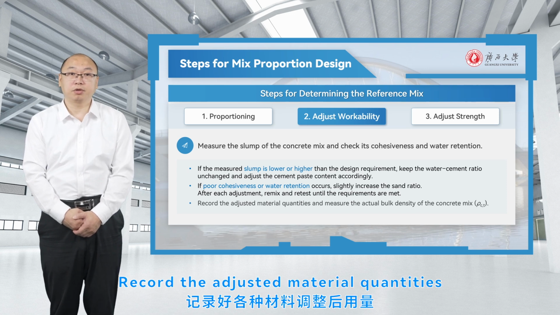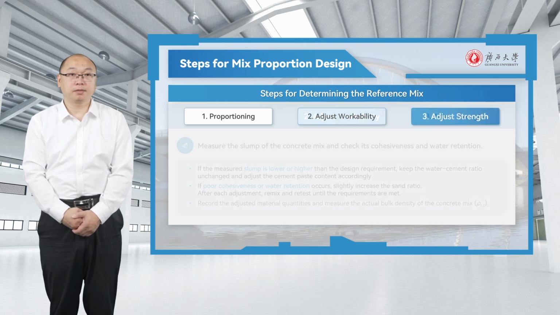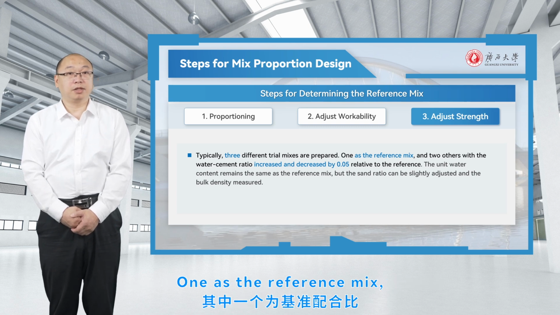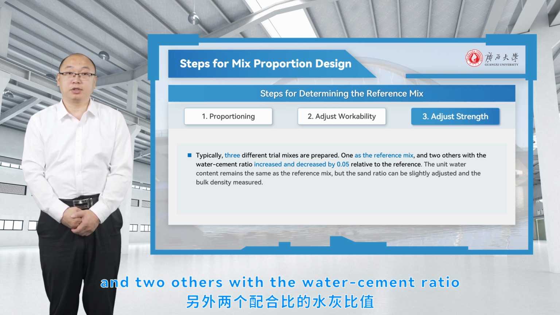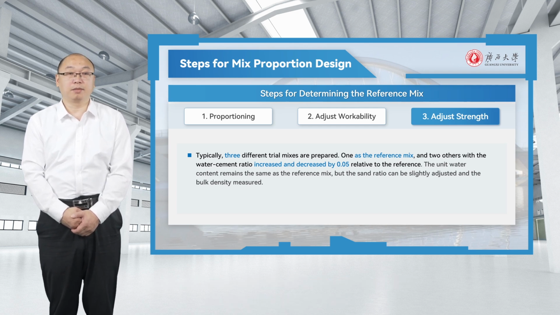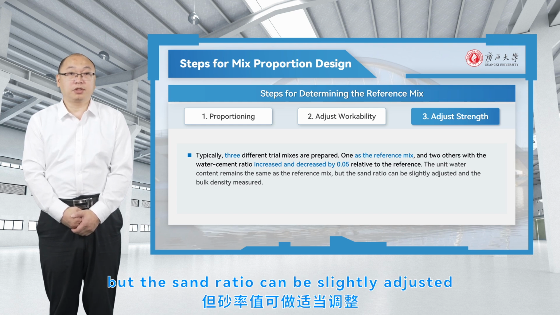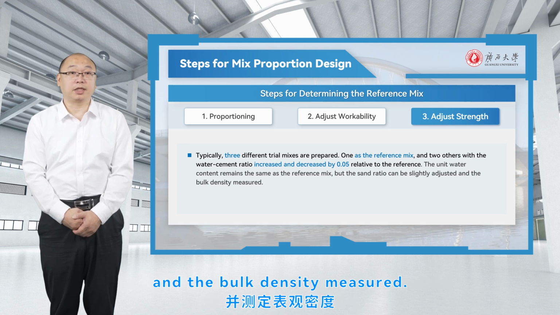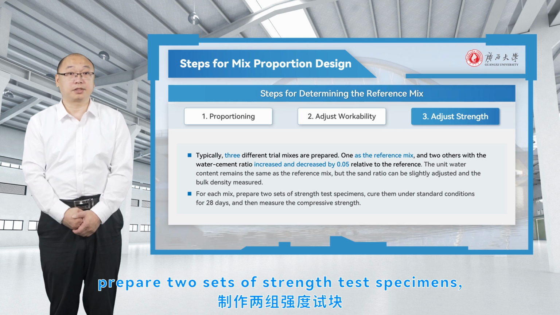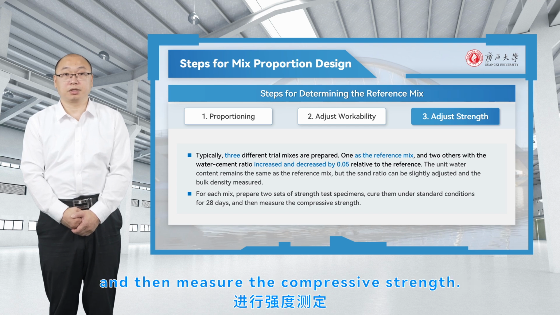Record the adjusted material quantities and measure the actual bulk density of the concrete mix. Typically, 3 different trial mixes are prepared. One is the reference mix, and 2 others with the water-cement ratio increased and decreased by 0.05 relative to the reference. The unit water content remains the same as the reference mix, but the sand ratio can be slightly adjusted and the bulk density measured. For each mix, prepare 2 sets of strength test specimens, cure them under standard conditions for 28 days, and then measure the compressive strength.